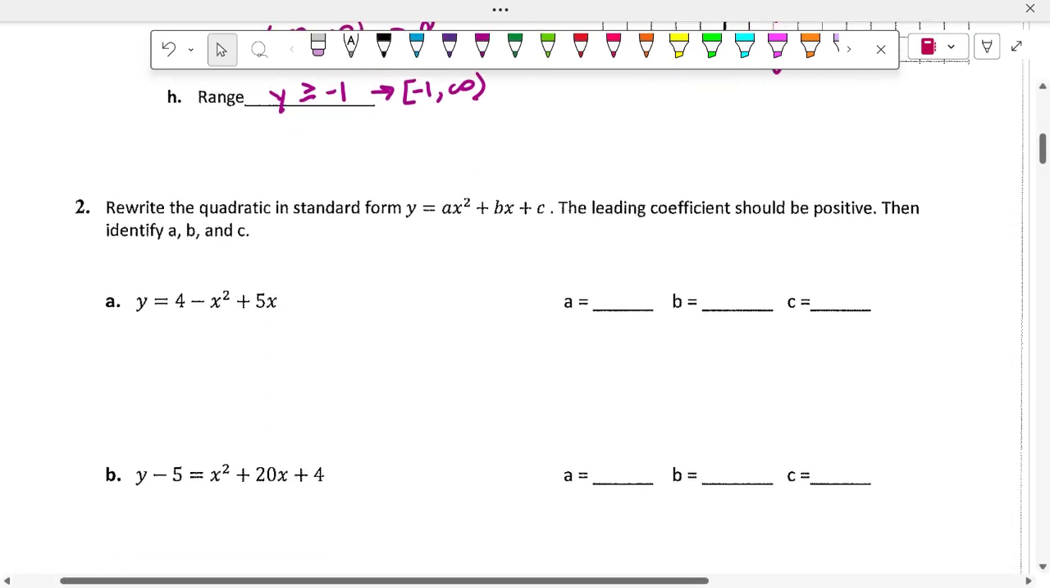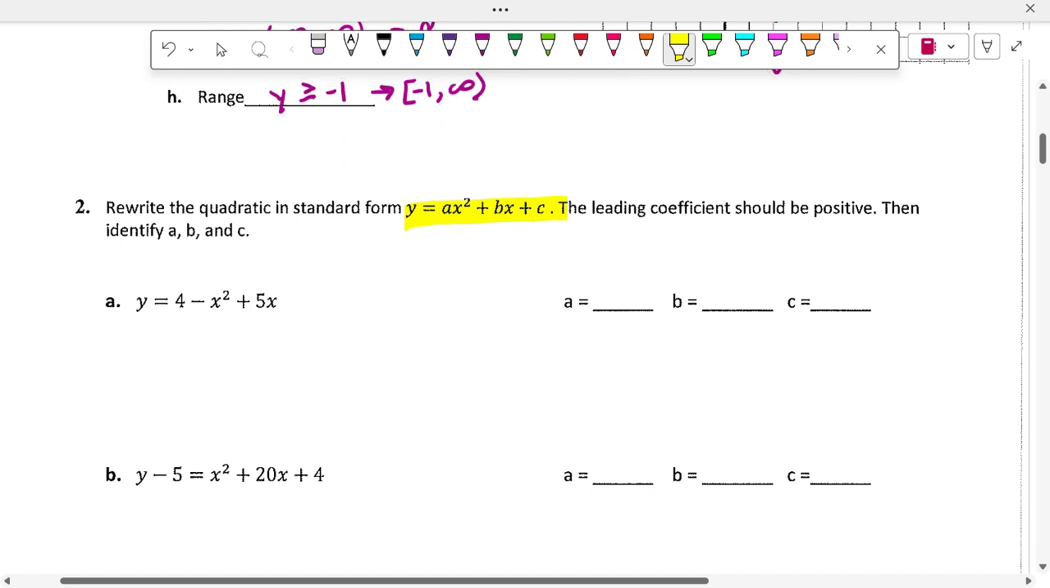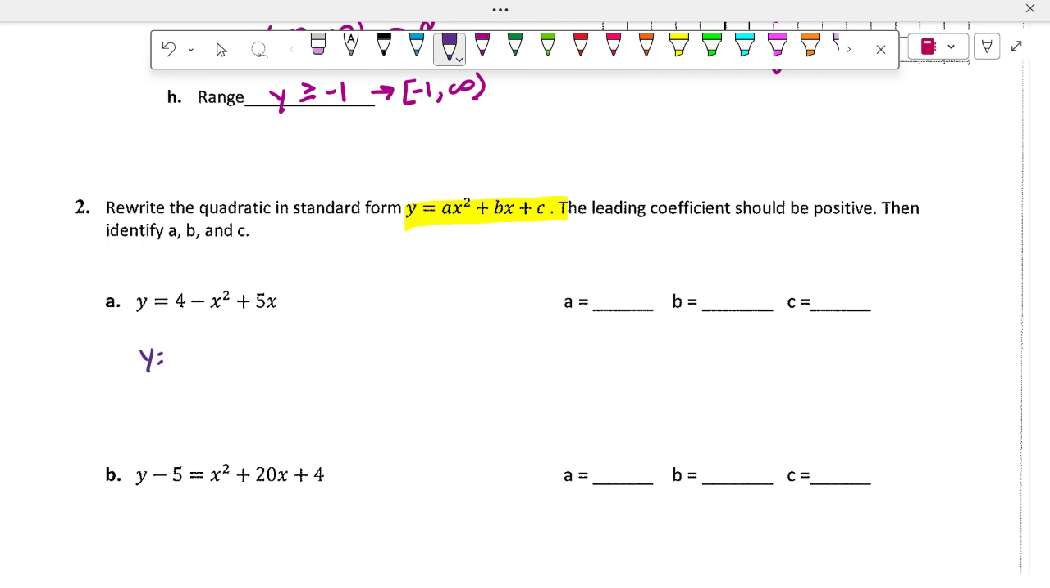All right. Now, for 2, they gave you y equals ax squared plus bx plus c, which is the standard form of a quadratic. They asked you to put it in standard form and then tell what a, b, and c are, which remember, a, b, and c are just numbers. So if I put this in standard form, I have -x squared plus 5x plus 4. What's my a value? Anyone? -1, b, 5, c, 4.